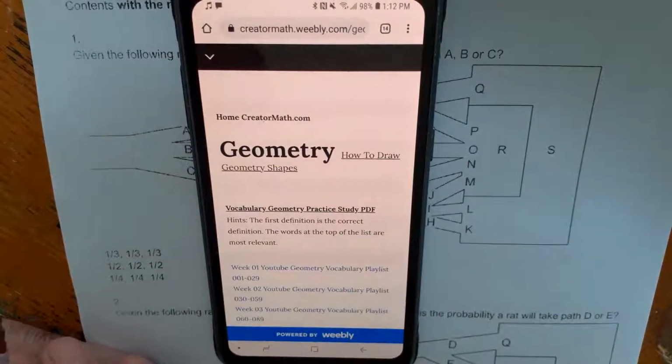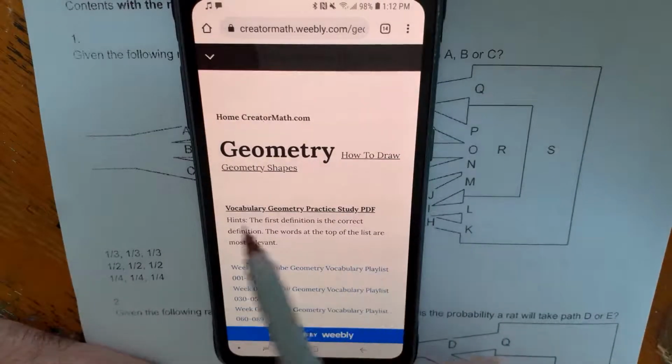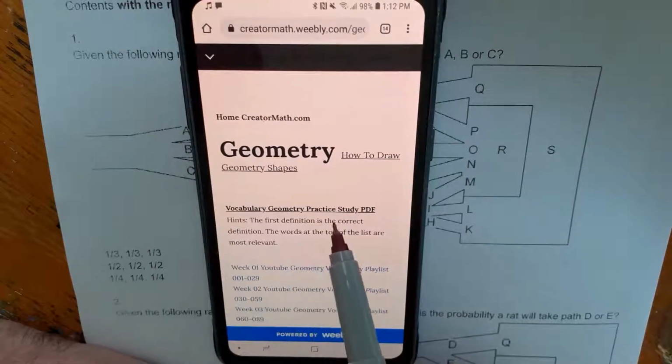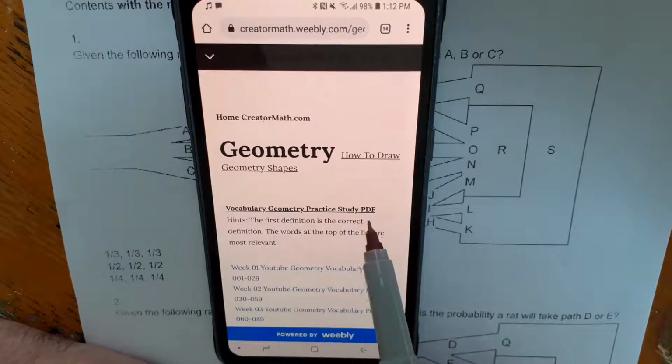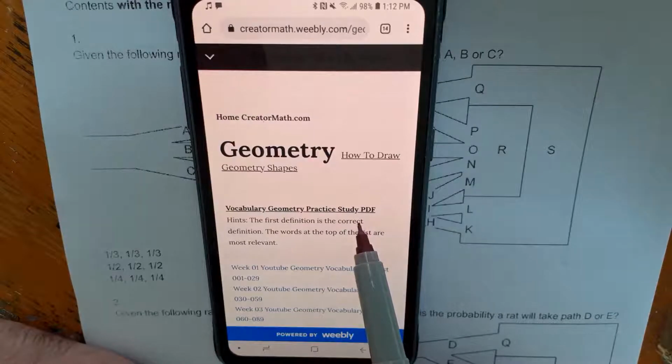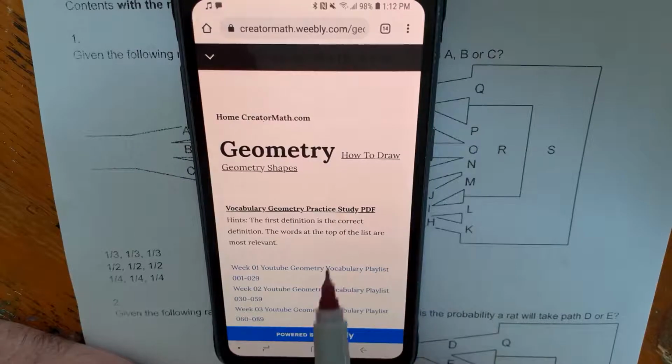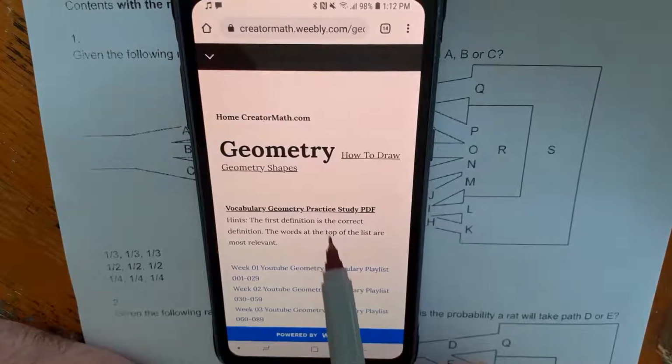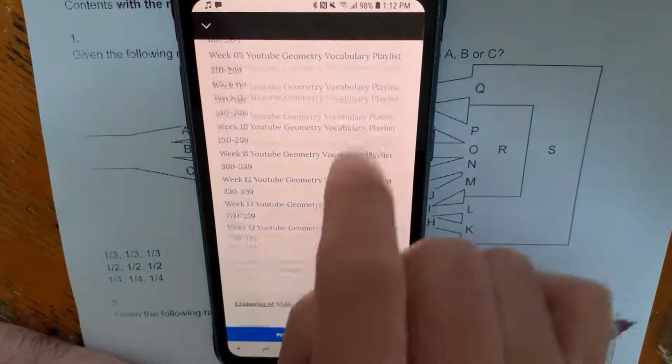On this tab are all the notes, the video solutions, the problem sets, and of course the vocabulary. So right here is a vocabulary geometry practice study PDF. If you download this to your device, you can search the PDF. Make sure to Google how to search a PDF with the device you have. It's a little bit different for each device. It's got every vocabulary word for geometry for the entire school year. If you're not getting 100% on the vocabulary practices, then you probably don't know how to download this and search it. So go ahead and figure that out, all right? That's going to help you a lot.